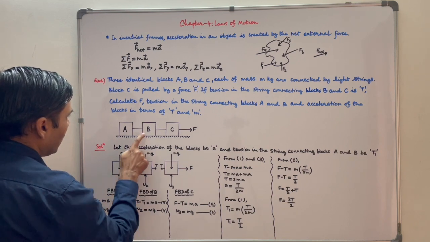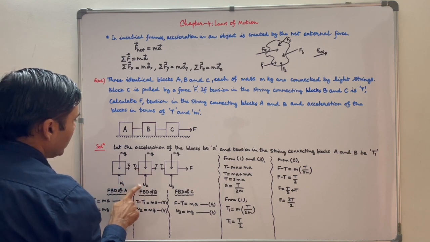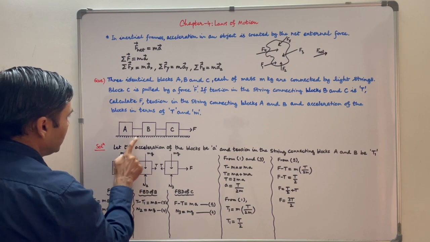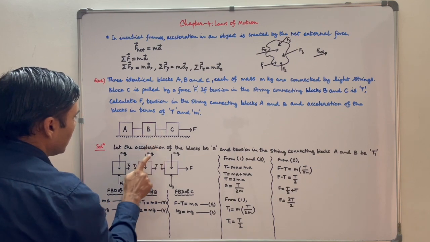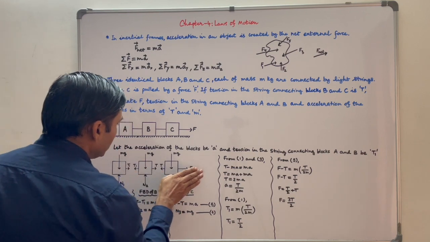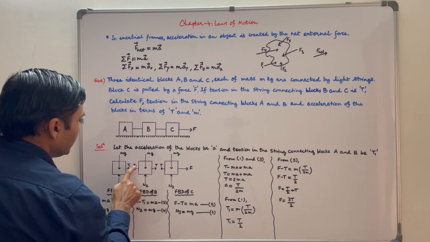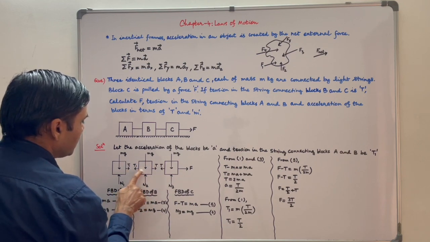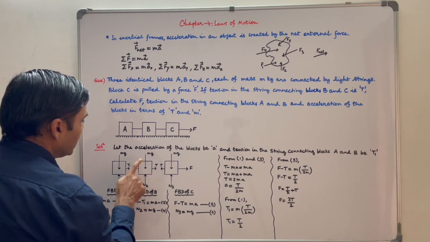This is FBD of block B. mg is its weight, N2 is normal reaction by the floor on this block, T1 is tension created by this string on this block, and T is tension created by this string on this block. Since the block is moving towards right, net force will be towards right. So net force will be T minus T1 and that will be equal to mass of this block into acceleration of this block, that is equal to ma. N2 is equal to mg.